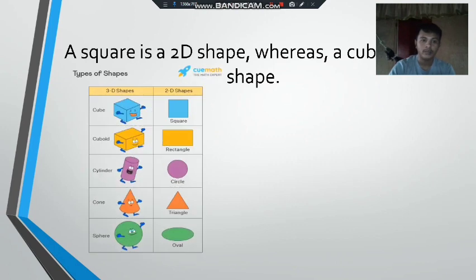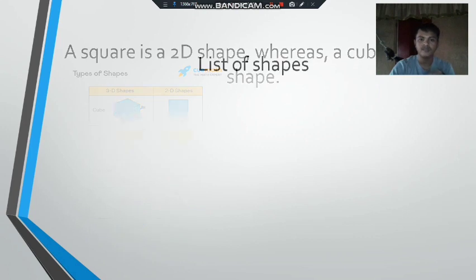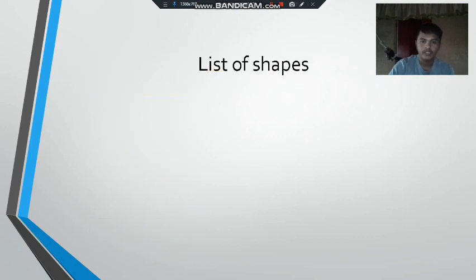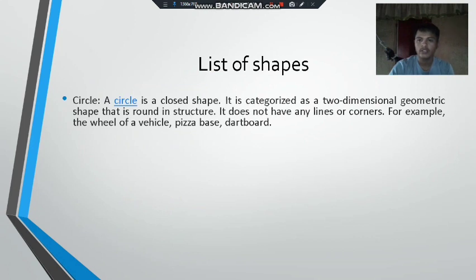So this is the shape. We have the 3D shapes and 2D shapes. In 3D shapes we have cube, cuboid, cylinder, cone, sphere. In 2D, square, rectangle, circle, triangle, oval. So we have here the list of shapes. So we have more examples here.